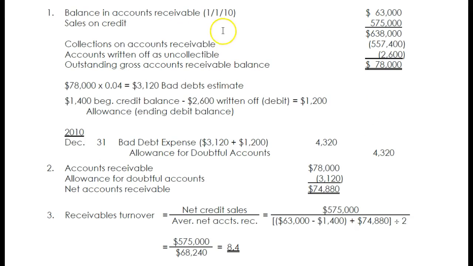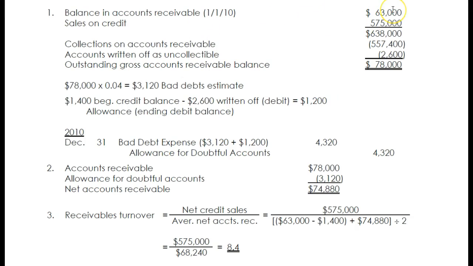Number one, you have to calculate, you're looking to find the outstanding gross accounts receivable balance so that you can find the bad debts estimate. And from there, we will find the bad debts expense. So let's start at the top.